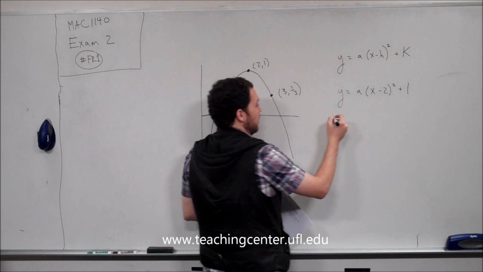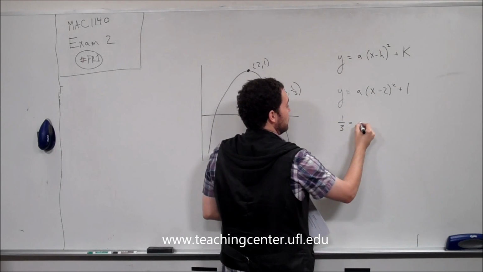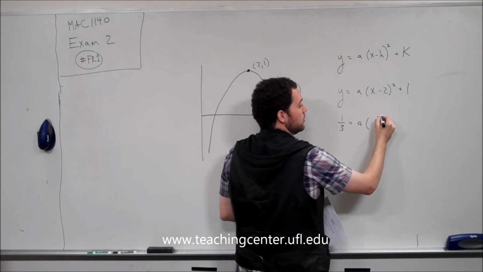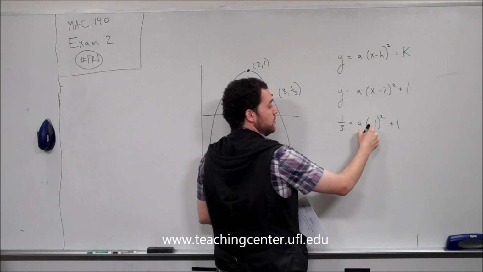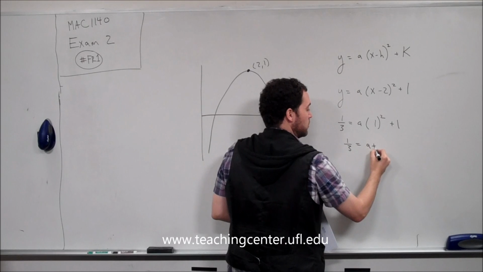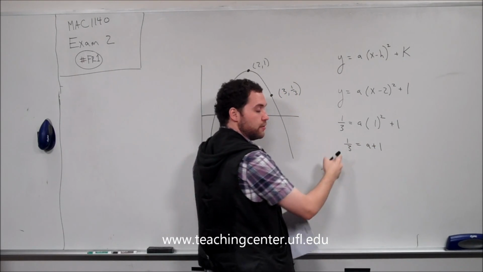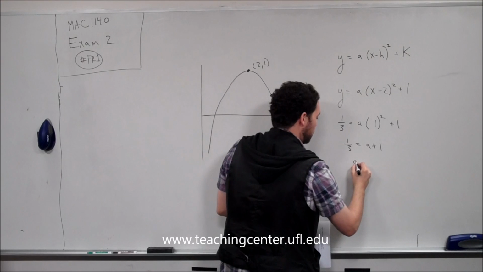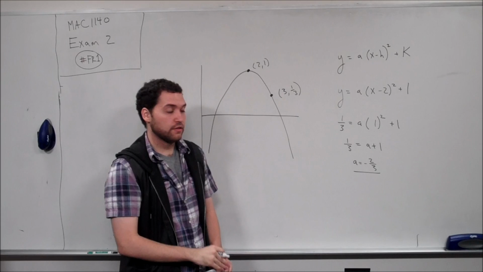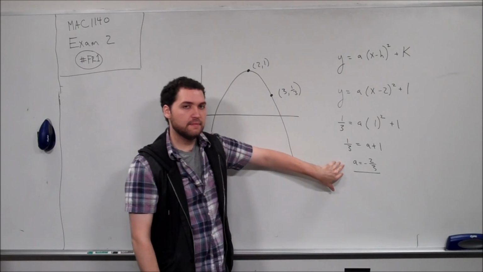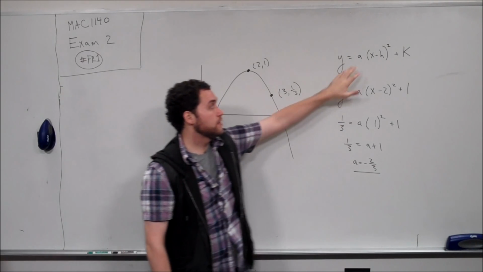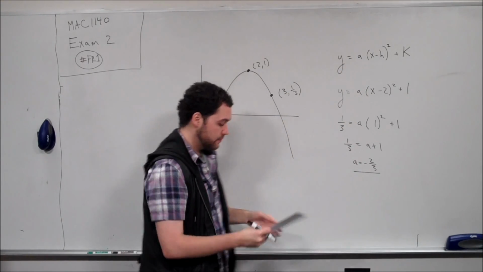So let's do so. 1/3 equals A times, and when you plug the 3 into this, 3 minus 2 is 1. So 1 squared plus 1. So this is all just A plus 1. And then you can just subtract the 1 over, and 1/3 minus 1 is negative 2/3. And you get the answer of negative 2/3 for this part of the question. And we should anticipate that because we can see that the parabola is opening downwards. That means it's upside down, and therefore the leading coefficient here should be a negative number.